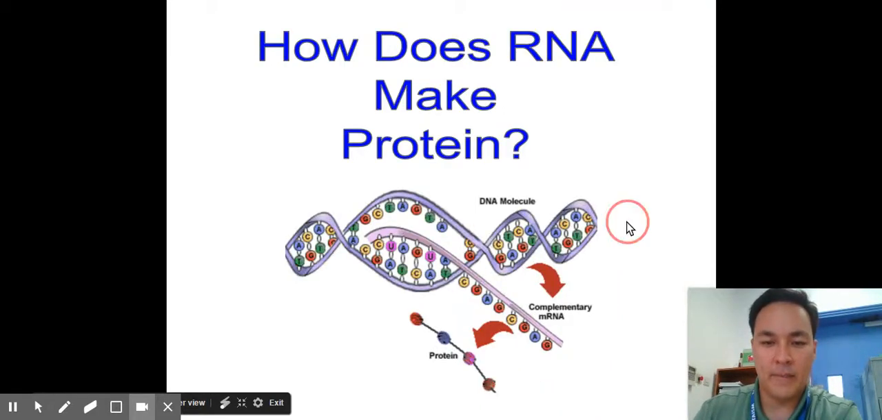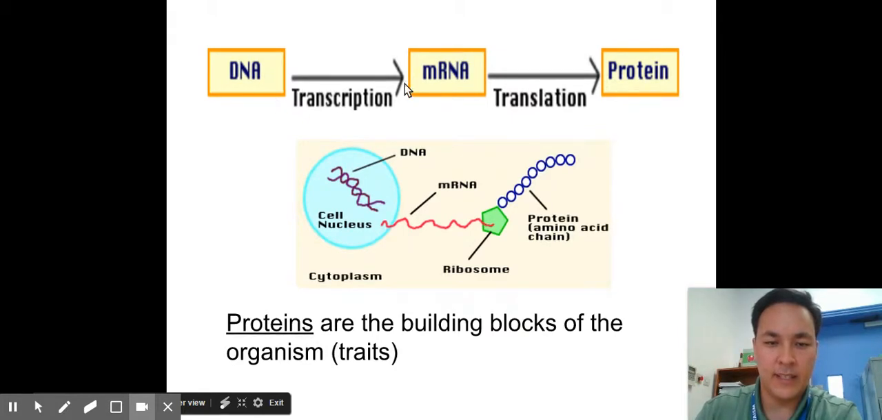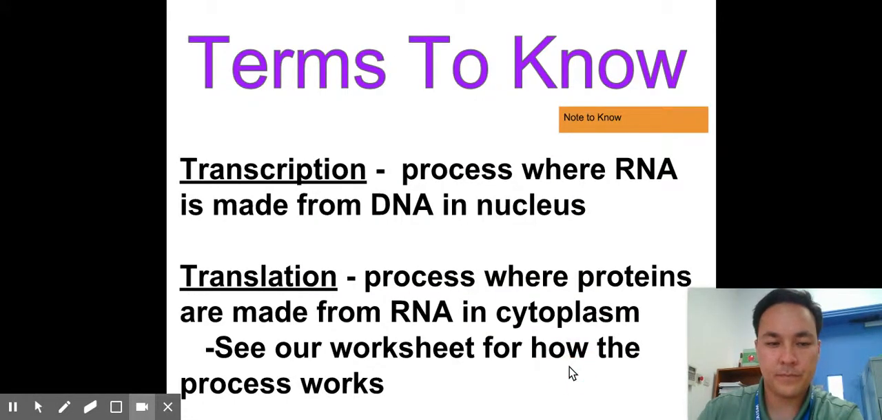All right, so how does it make the protein? DNA to RNA is called transcription. RNA to protein is called translation. Proteins are the building blocks of pretty much everything we do. So you need to know transcription and translation.